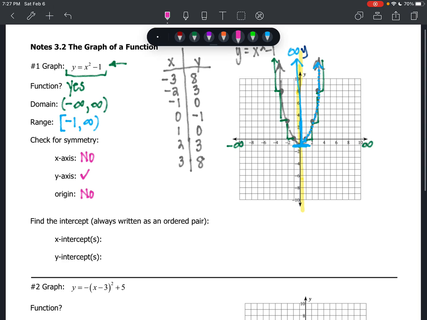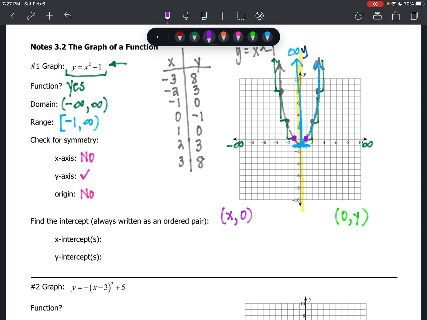Now, the intercepts. Let's talk about the intercepts. The x-intercept is the value of x when y is 0. And the y-intercept is the value of y when x is 0. So let's compute the x-intercepts first. I can see them right here, so visually I know what they are, but I'm going to confirm algebraically.